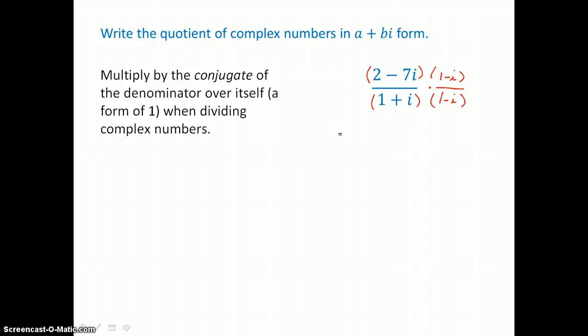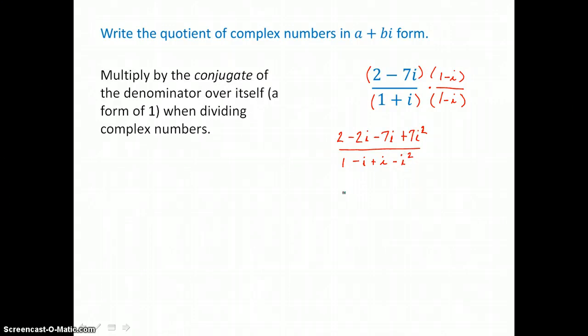So I'll distribute on the top. 2 times 1 is 2. 2 times negative i is negative 2i. Negative 7i times 1 is negative 7i. And negative 7i times negative i is positive 7i squared. Okay, on the bottom, distributing, 1 times 1 is 1. 1 times negative i is negative i. i times 1 is positive i. And i times negative i is negative i squared.